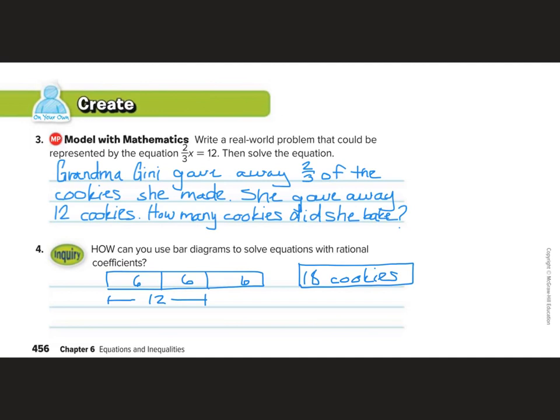So in summation of what I did, I divided it into sections and then I multiplied by how many per section. This concludes the answer key video for pages 455 through 456 Inquiry Lab.